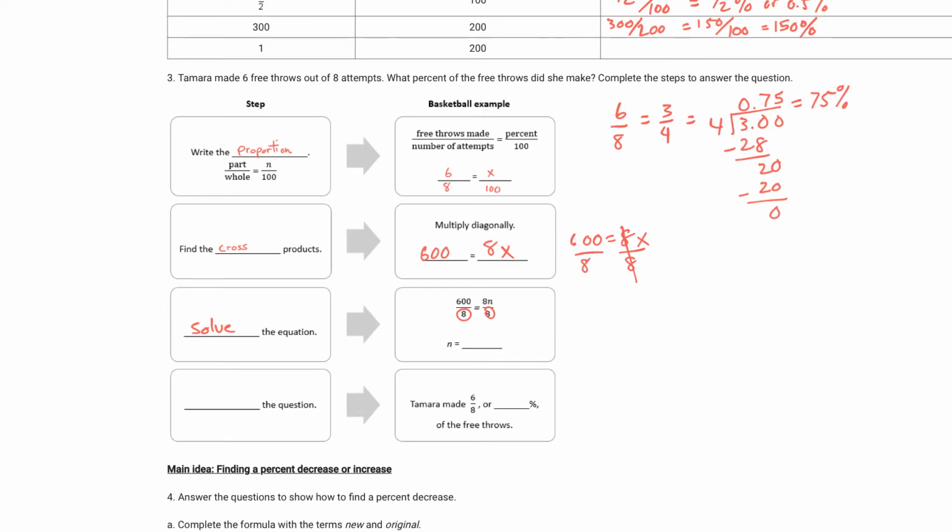What is 600 divided by 8? And 600 divided by 8 is 75, which is exactly what I had. So we can now answer the question. Tamara made 6 out of 8, or 75% of her free throws. So that's it.